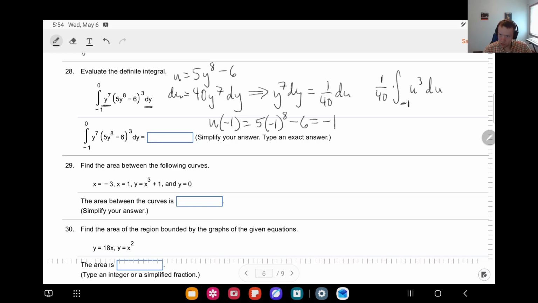And 0, that will change here. If you plug in 0, you get 5 times 0 to the 8th minus 6, so it's going to be -6. That's my upper bound, even though it's a smaller number than -1, because 0 was my upper bound.